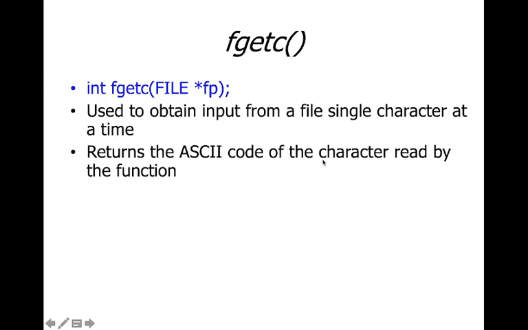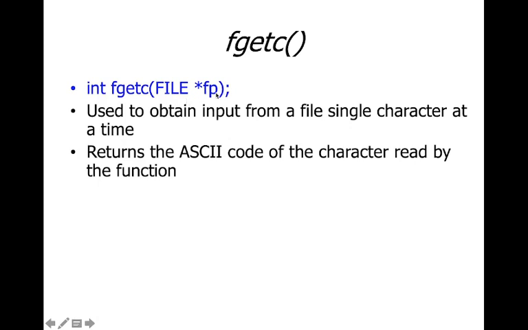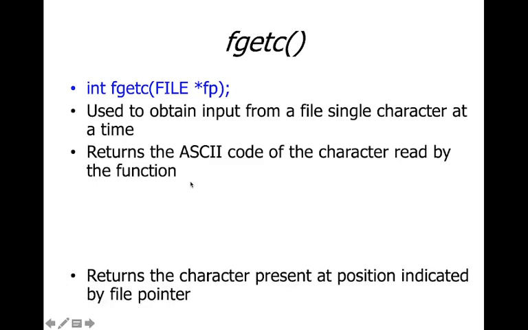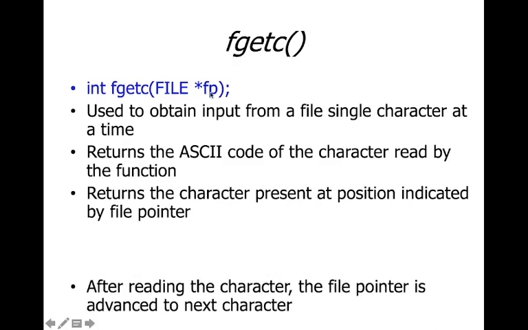It returns an ASCII code, so the return type is integer. It returns the ASCII code of the character read by the function. In that file there will be several characters. If fp is pointing to the first character, that will be read. If fp is pointing to the fifth character, that will be read. It returns the character present at the position indicated by this file pointer.